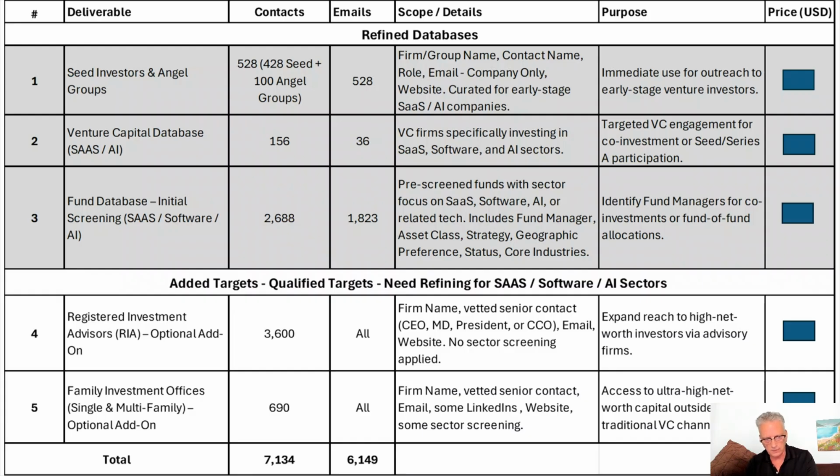But to start off with is the RIAs, optional add-on, 3,600 of them. They all have emails. We've got the firm name, vetted senior contacts, so you're talking about CEOs, MDs, presidents, and chief commercial officers. Email, website, no sector screening though. So to expand reach to high net worth investors. Remember, RIAs manage the funds of ultra high net worth investors all over the United States. In fact, the odds are that you're going to find really good targets in that particular group because it's an easy one to make contact with.